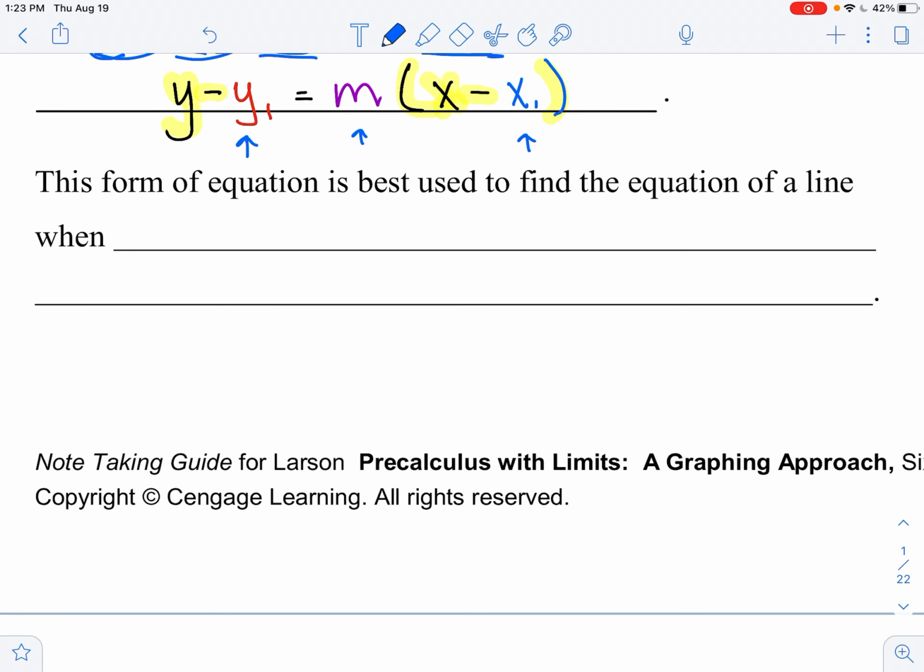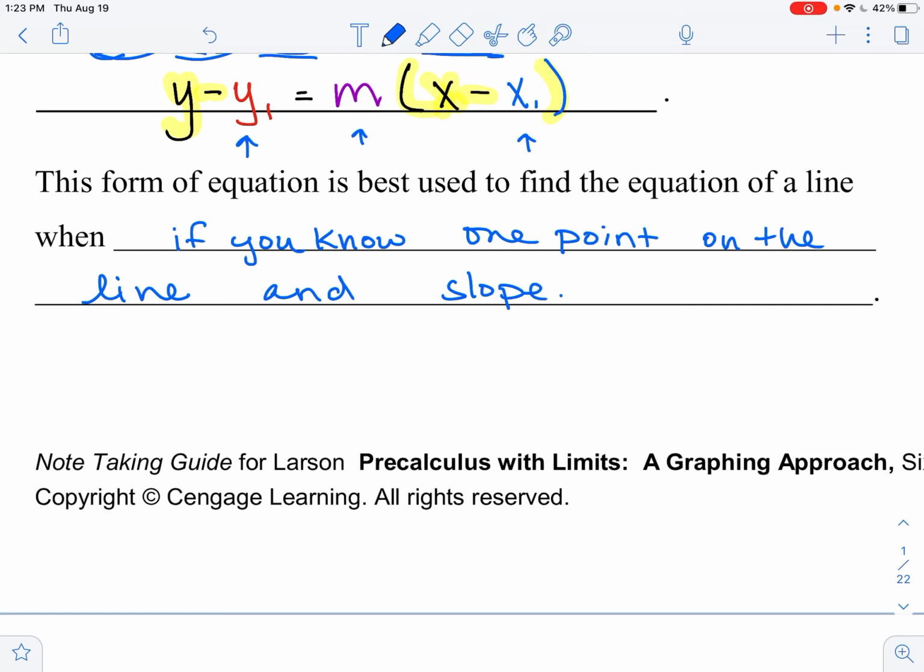So this form of the equation is best used to find the equation of the line when you know at least one point on the line and the slope. So if you know those two pieces of information, you can use that form.